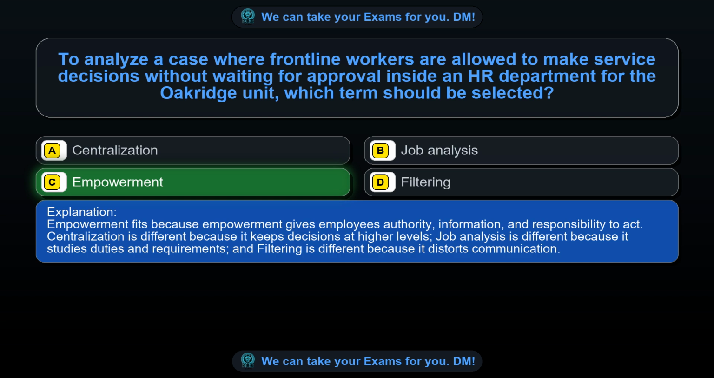Empowerment fits because empowerment gives employees authority, information, and responsibility to act. Centralization is different because it keeps decisions at higher levels. Job analysis is different because it studies duties and requirements, and filtering is different because it distorts communication.